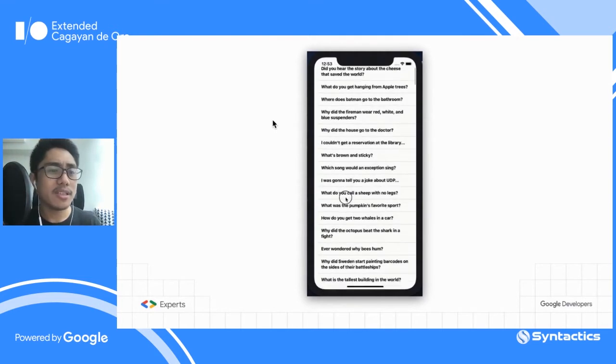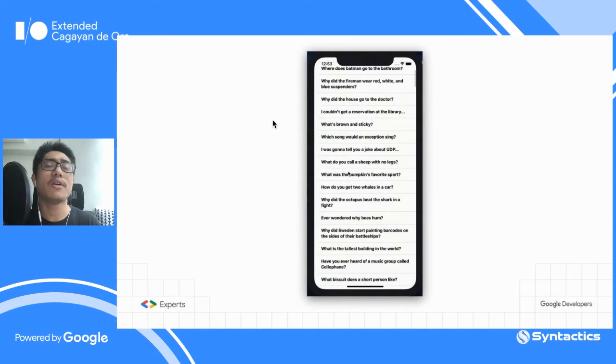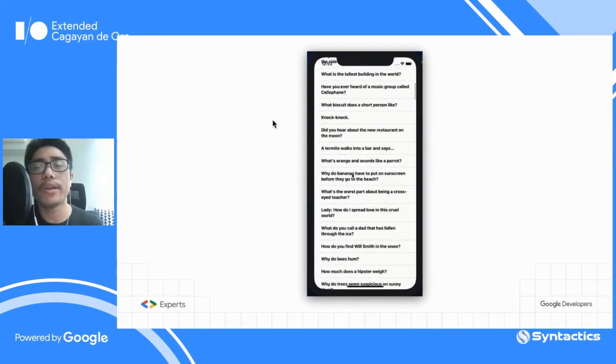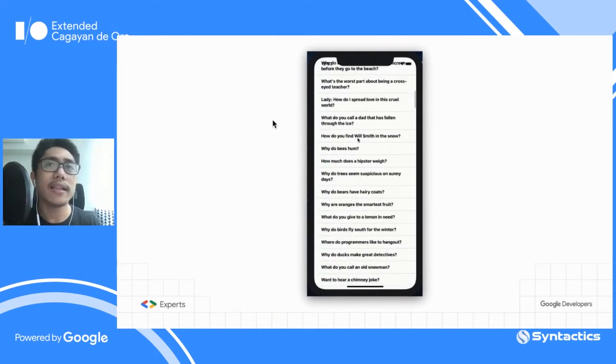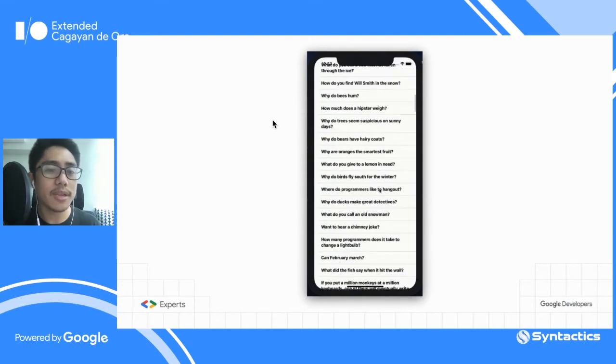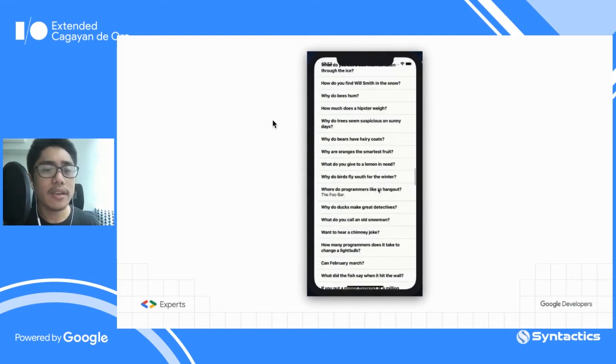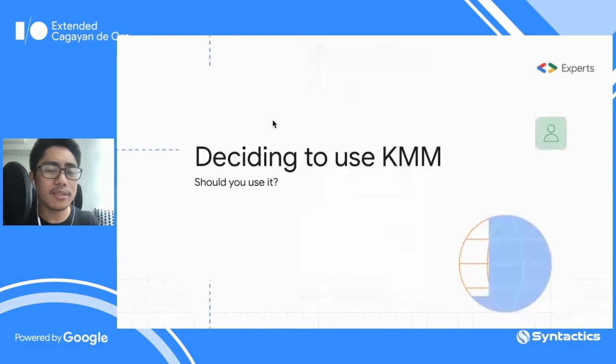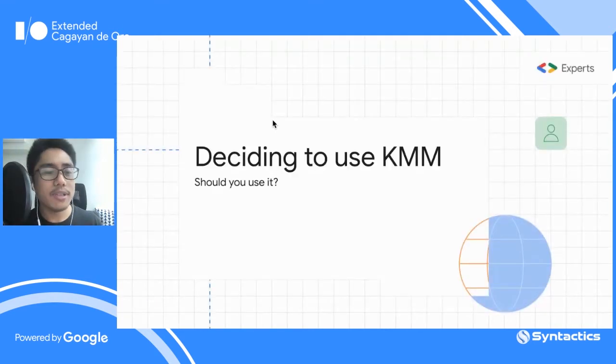So how is this different, like the question earlier, from using cross-platform frameworks like Flutter or React Native? They're still creating apps, right? So why this? Which leads me to my next section, deciding to use KMM. So should you use it or not? This actually would depend on you and your use cases.